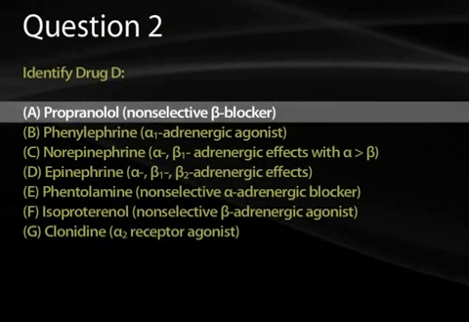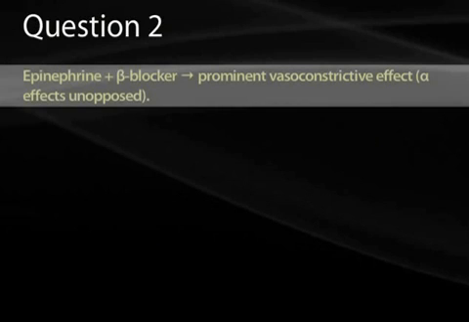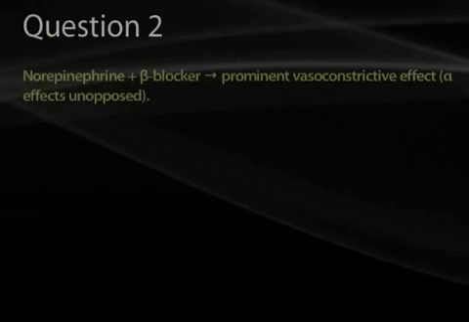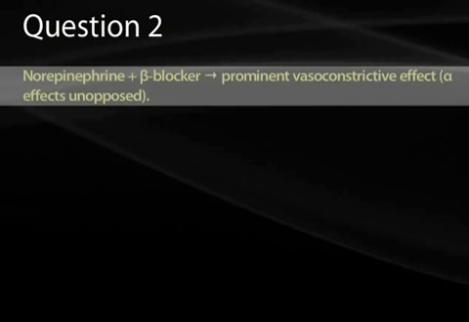Drug D, as we talked about, is a nonspecific beta blocker, or propranolol. Remember, epinephrine plus a beta blocker will cause a prominent vasoconstrictive effect, whereas norepinephrine plus a beta blocker will cause the same problem, prominent vasoconstrictive effect.